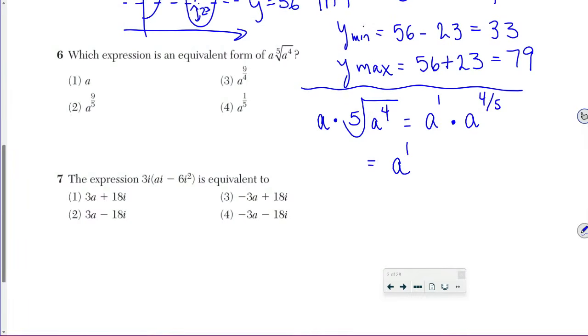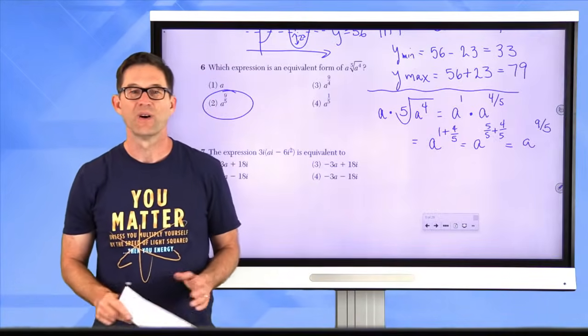So I'm going to get a to the 1 plus 4/5, which is equal to a to the 5/5 plus 4/5, which is a to the 9/5. Choice 2. All right. Awesome.